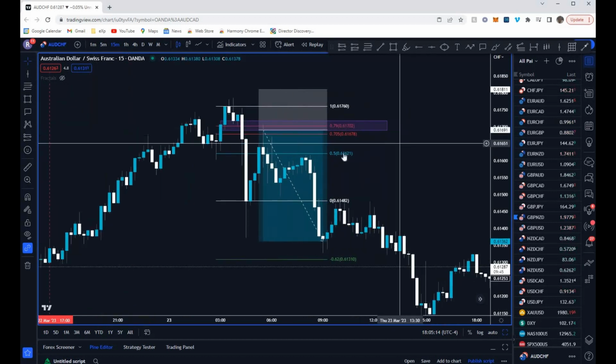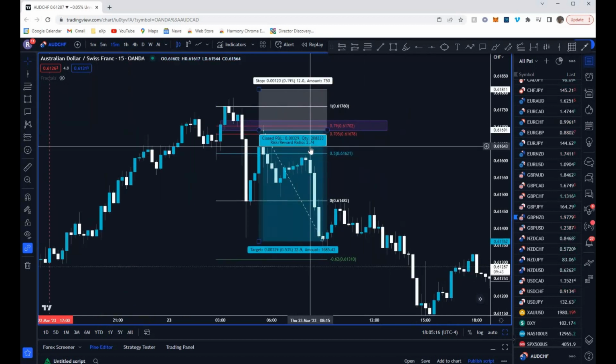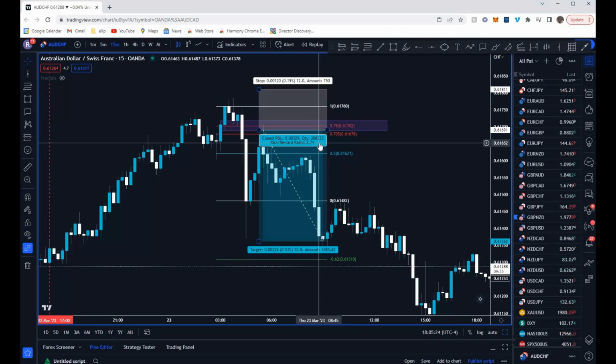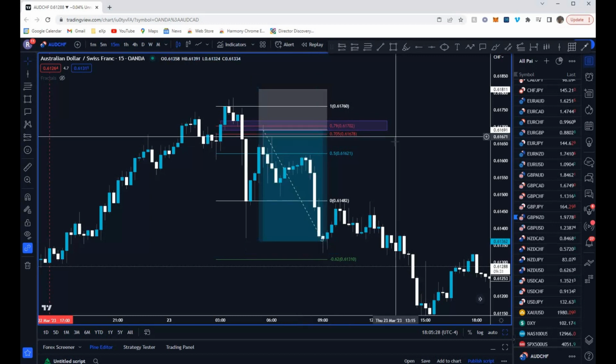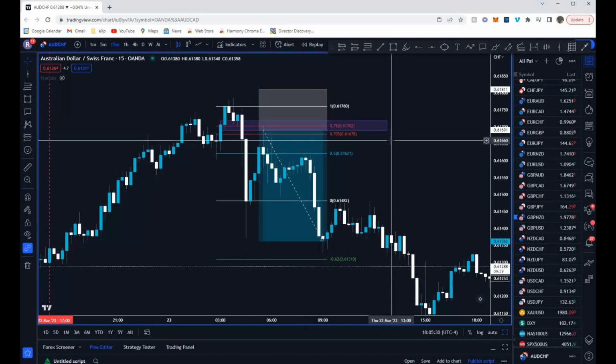So on this trade in particular, I don't think it was a 2.74. I think it was like a 2.65 after commissions and spreads and everything. So it was like 2.65 and 2.6% on this trade. But it was a very easy, clean trade.